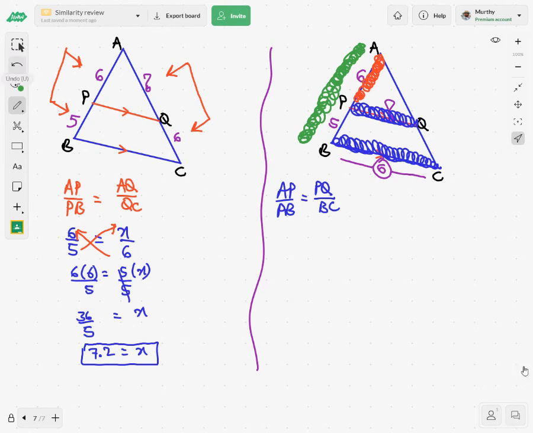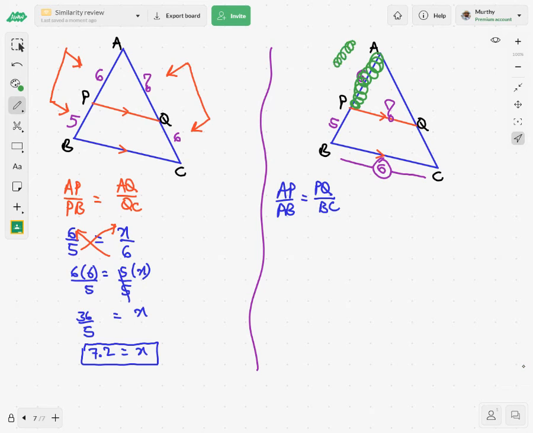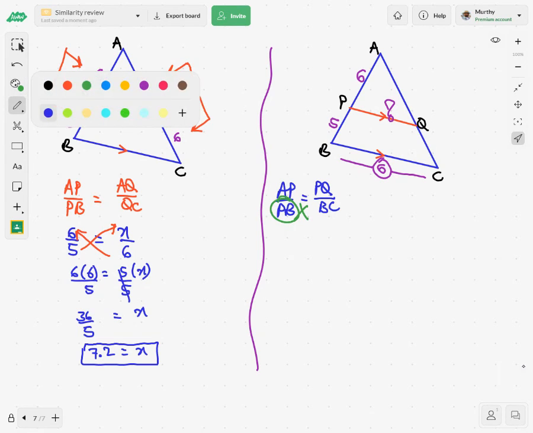Therefore, again I am repeating, you have to think this way: I am taking one side of the small triangle over one side of the large triangle, which is AB. But I cannot split it like AP over PB. That is not the right thing. AP over PB is not correct. This is what you have to think. But you can write that.